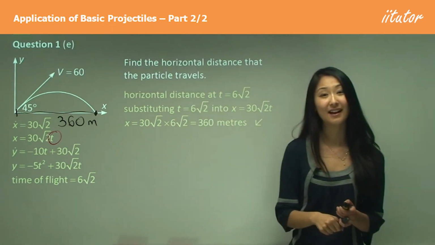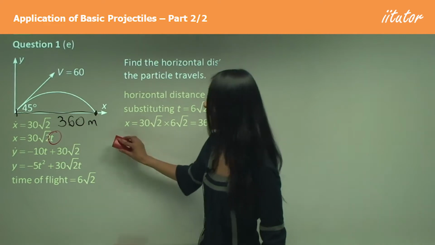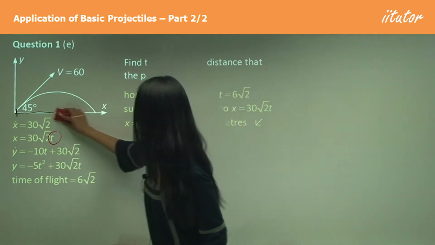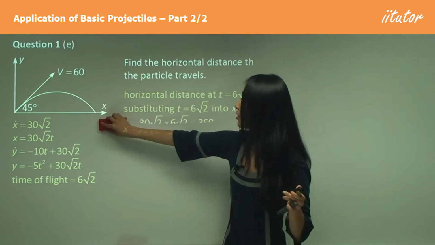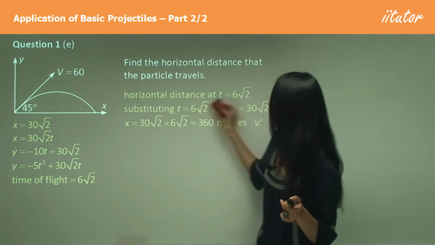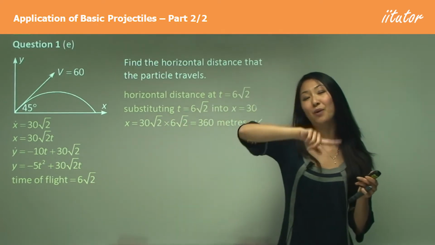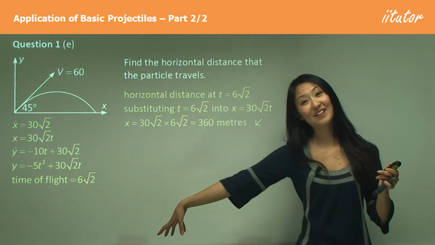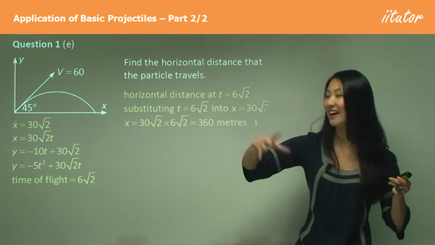360 meters. And how we've done that is we've looked at our horizontal displacement equation and we've seen that t is our only variable, and that whole motion occurs when t equals 6 square root 2, which was our time of flight. So when y equals 0, when the particle came back down again. Can you see how everything's interlinked in these questions? You move from one to the other to the other.